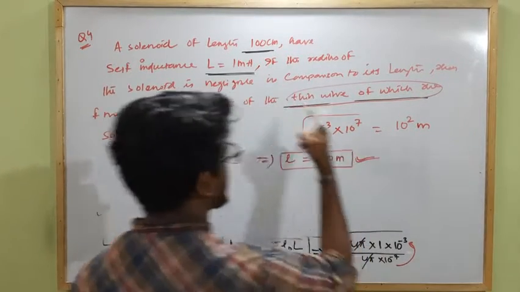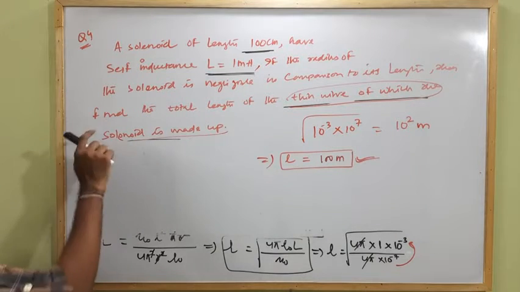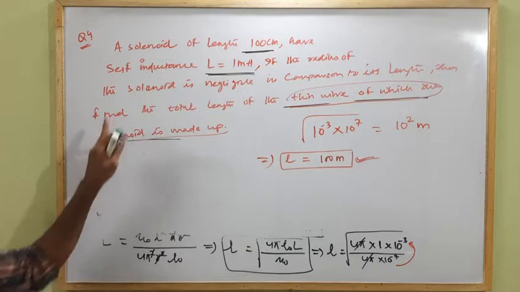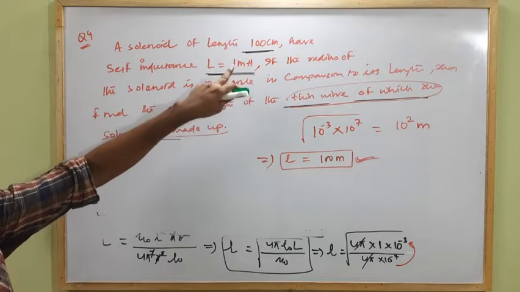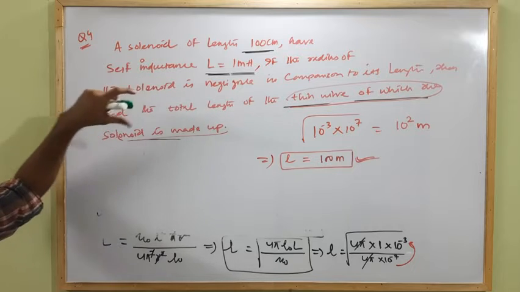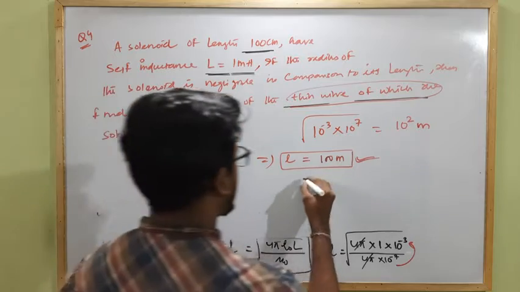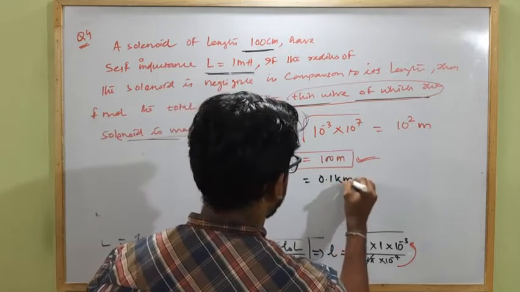That means the length l of the thin wire which is used to make that solenoid is 100 meter. Clear? This is the answer to this question, that the length of the thin wire which is used to make that solenoid, which is of length 100 centimeter and has self inductance 1 millihenry, and the radius of the solenoid is negligible in comparison to its length, is 100 meter, or this can be written as 0.1 kilometer.